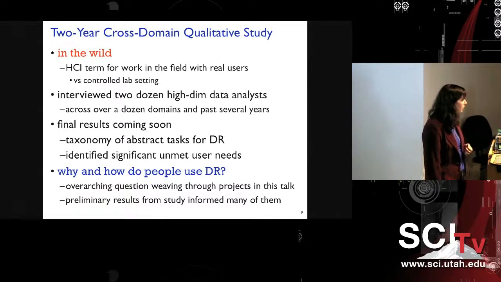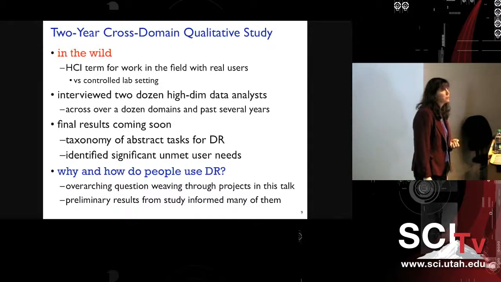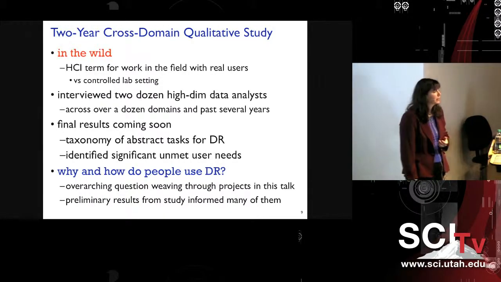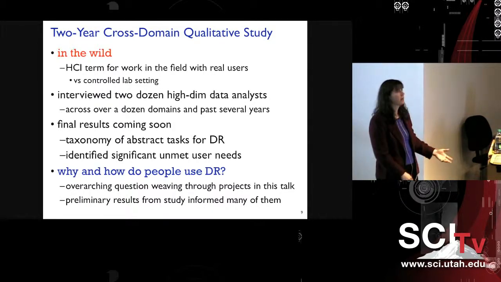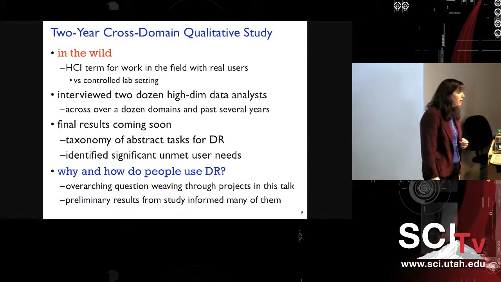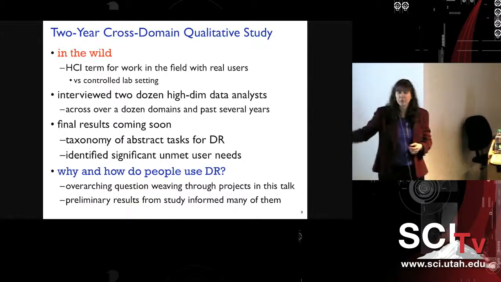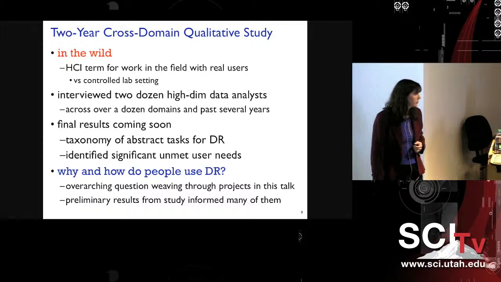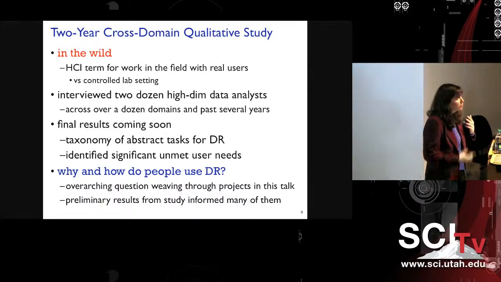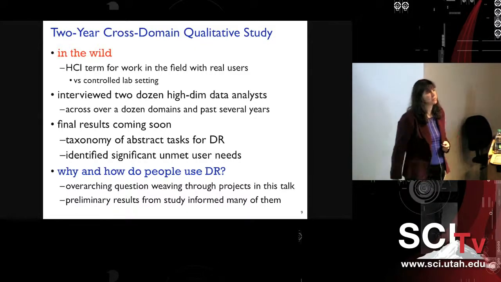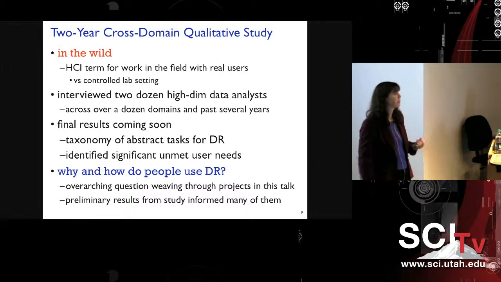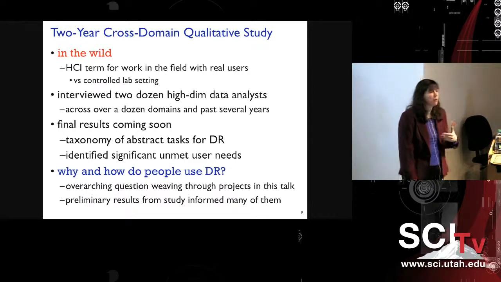Use that buzzword. And what we did is we talked to a couple dozen people that are regularly doing high-dimensional data analysis over a number of different domains, ranging from journalism to computer vision to computational biology. And so it's a work in progress. Stay tuned. Hopefully you'll hear some final results one of these days. But what we came up with was a taxonomy of abstract tasks for people doing dimensionality reduction. So to try to generalize across domains and figure out, what are the unmet needs of the users?